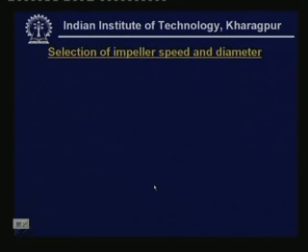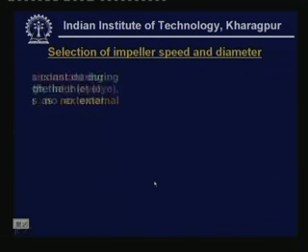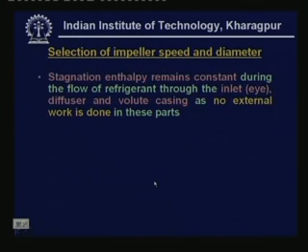Now, let us look at the selection of impeller speed and diameter, which is very important in the design of centrifugal compressors. How do we select these, and what is the relationship between these parameters and the performance of the compressor? Now, let us once again look at the working principle, and from the working principle we know that the stagnation enthalpy remains constant during the flow of refrigerant through the inlet, through the diffuser, and through the volute casing, as no external work is done in these parts.